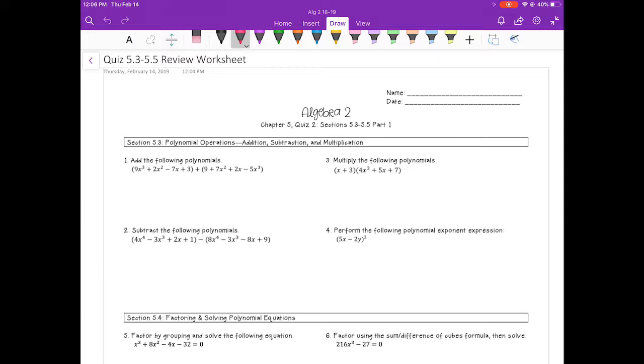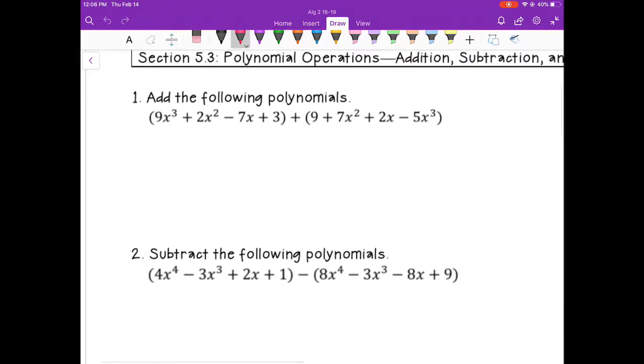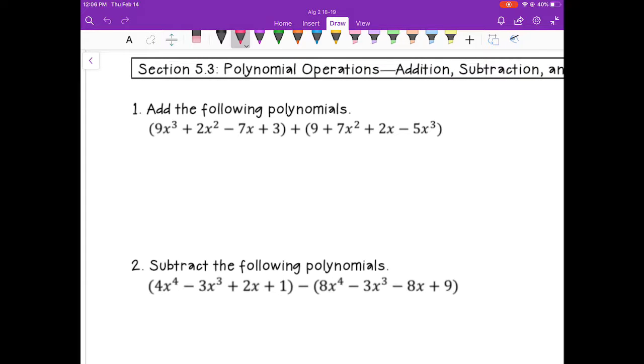Alrighty, as we are reviewing for our second quiz of Chapter 5, Sections 5.3, 5.4, and the first part of 5.5, we've got a nice review worksheet going for us. So in our Section 5.3, we added, subtracted, and multiplied polynomials. And so remember that when we add, all we have to do is combine our like terms.